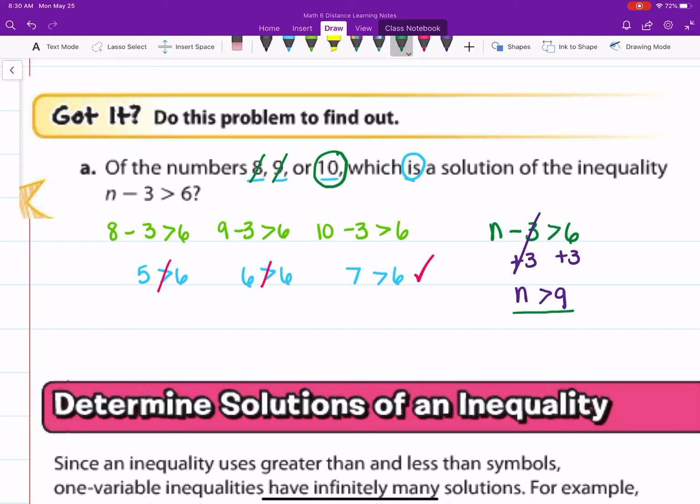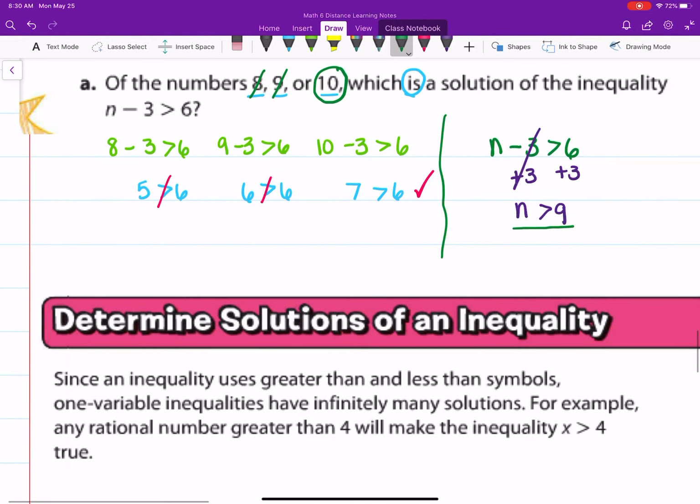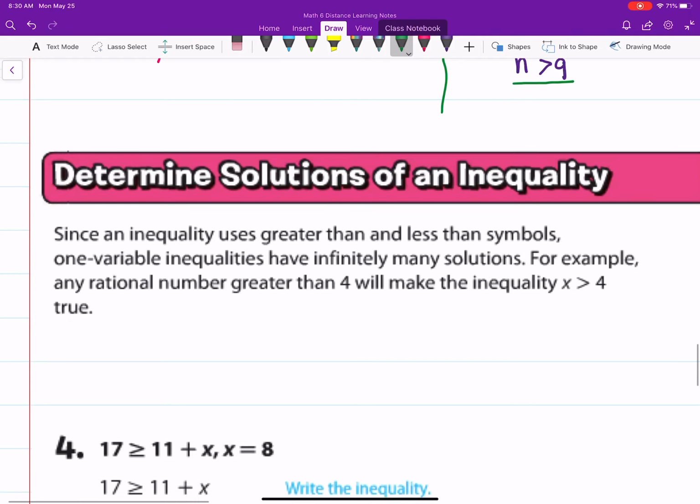So this is the way I would do it. Instead of doing 3 problems, I was able to do 1 problem and identify the correct one. So in your assignment, you can do it by isolating the variable, solving for the variable, or you can substitute all 3 of those options into the inequality and solve. Okay.